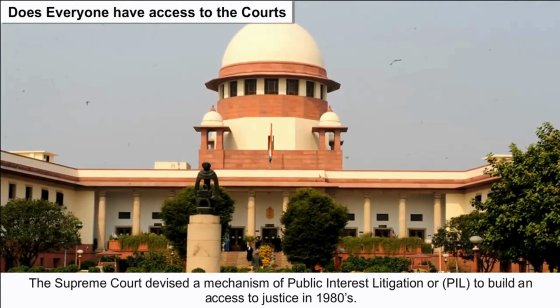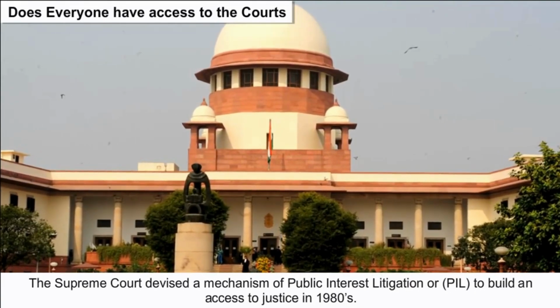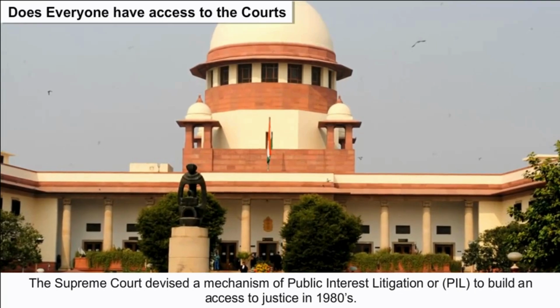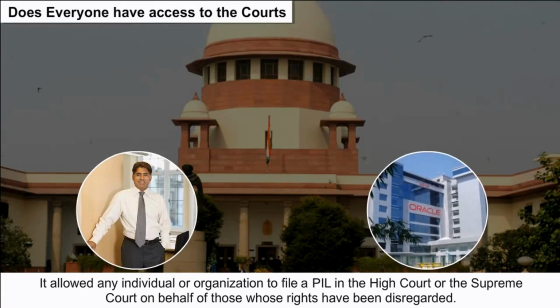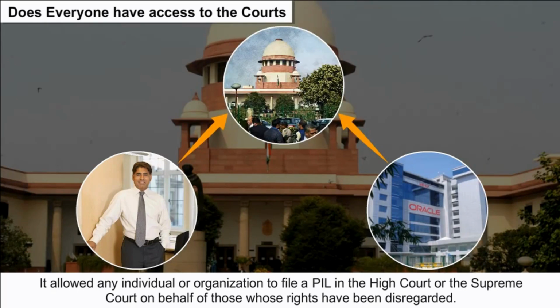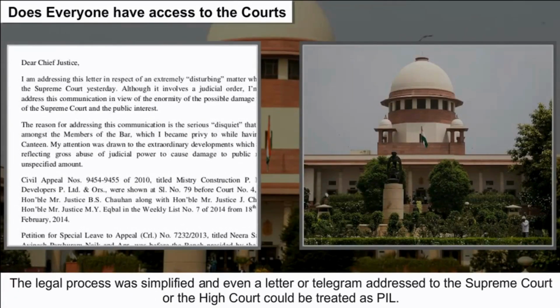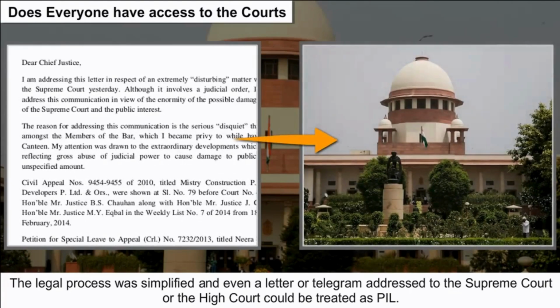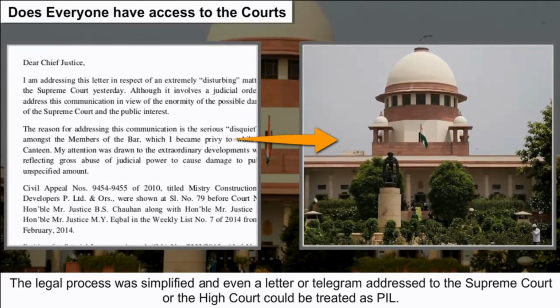The Supreme Court devised a mechanism of public interest litigation, or PIL, to build an access to justice in 1980s. It allowed any individual or organization to file a PIL in the High Court or the Supreme Court on behalf of those whose rights have been disregarded. The legal process was simplified, and even a letter or telegram addressed to the Supreme Court or the High Court could be treated as PIL.